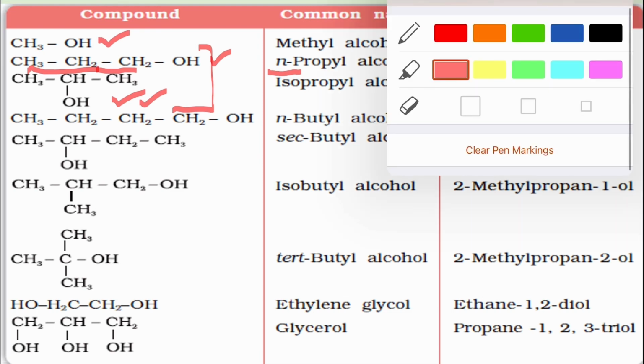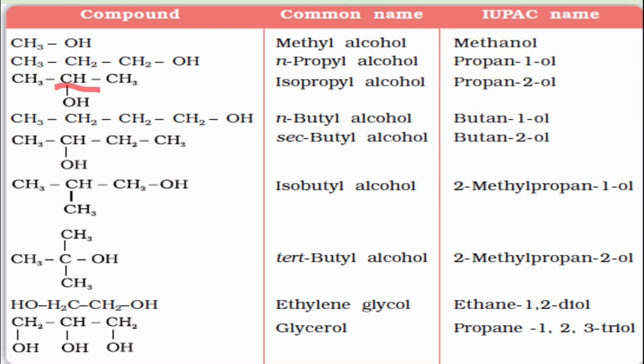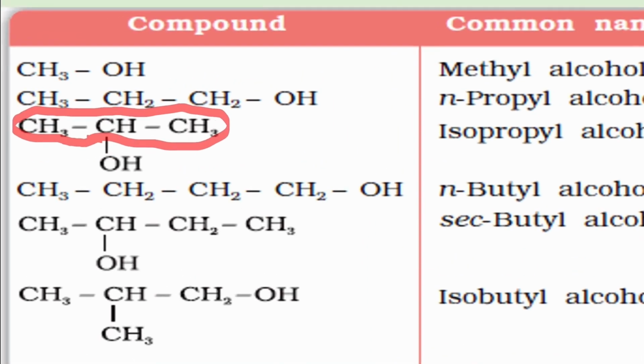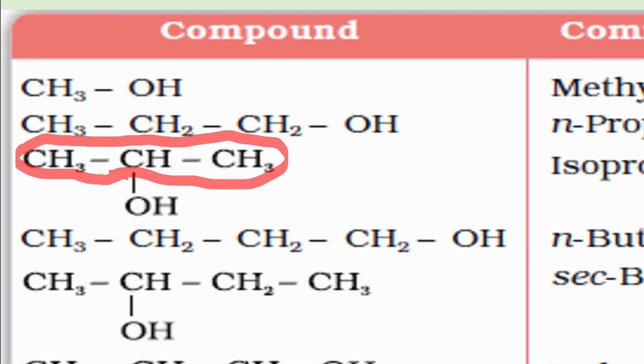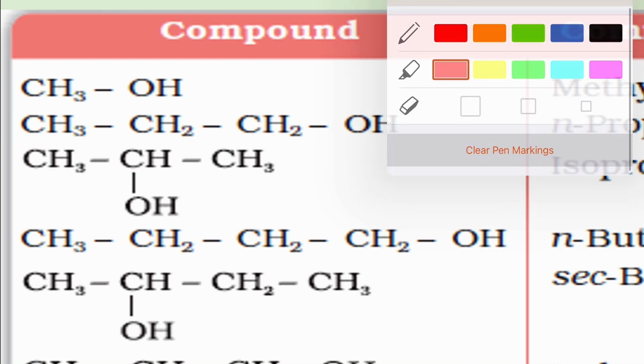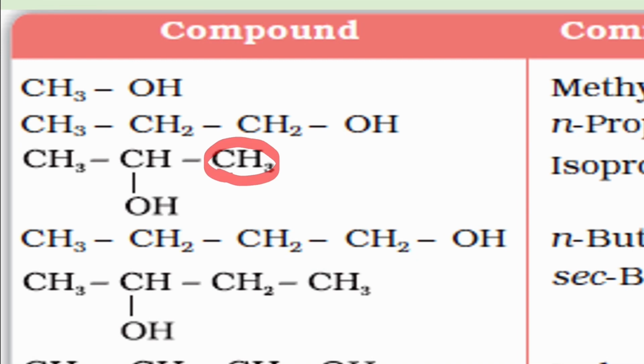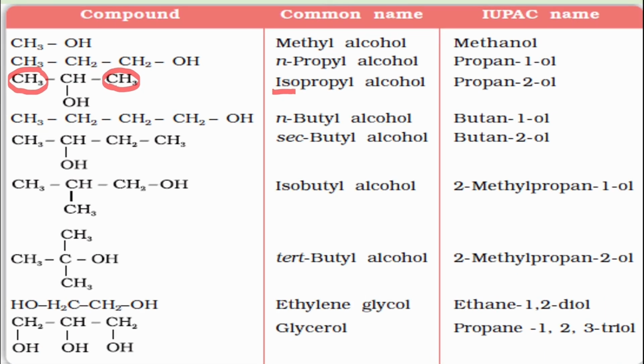But if you have this kind of arrangement where again there are 3 carbons but OH is on the second carbon, now you can see that there are 2 methyl groups on the same carbon, this methyl and this methyl. So whenever you have 2 methyls on the same carbon, you use the prefix iso in common naming. So 3 carbons, so isopropyl. This is isopropyl alcohol and the IUPAC name is propan-2-ol.